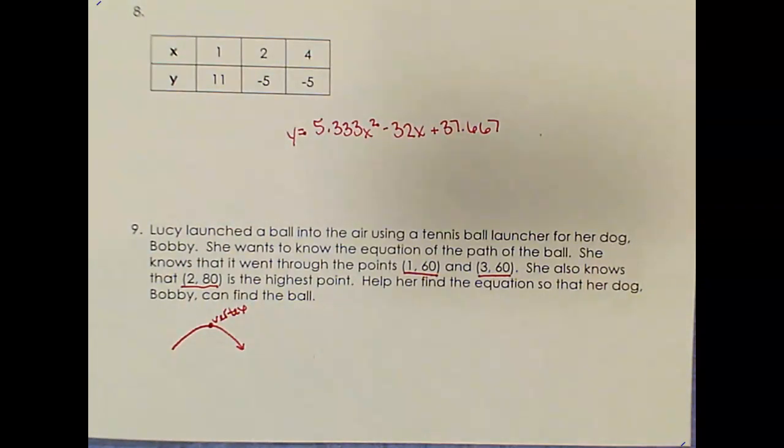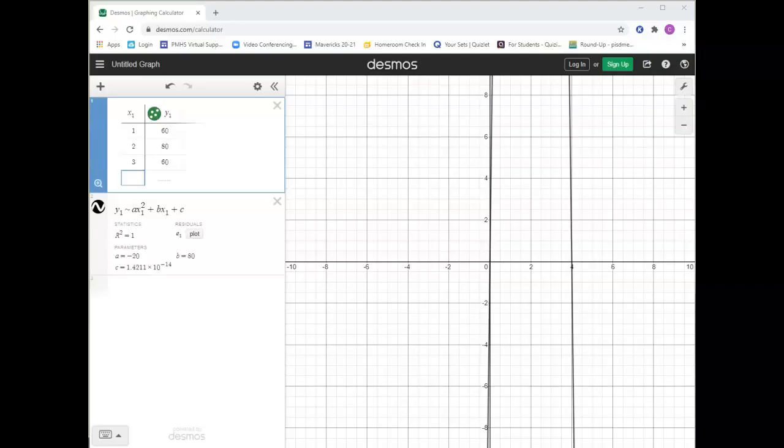If you are given 3 points, you can use Desmos and its calculator to figure out the equation. So pause your video and try it out. Now when you type in your new points to your table, you'll notice that A is -20 and B is 80, which is great, but the C value is something a little strange.